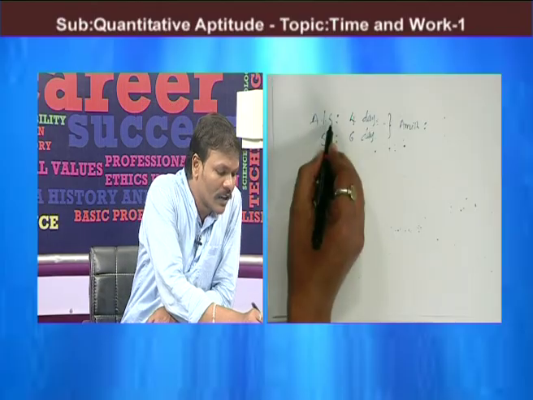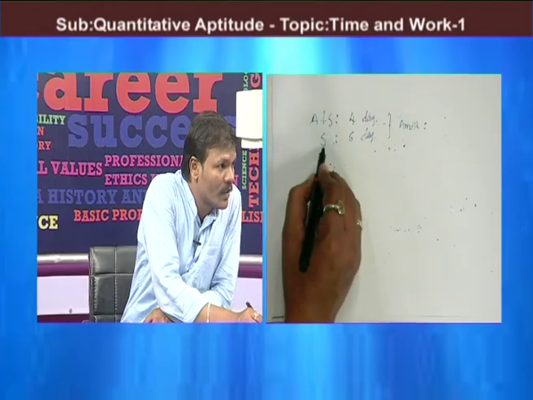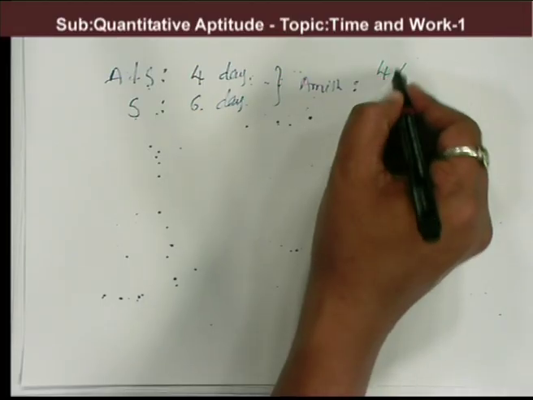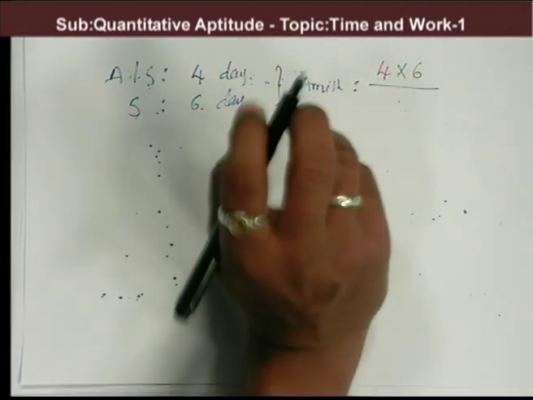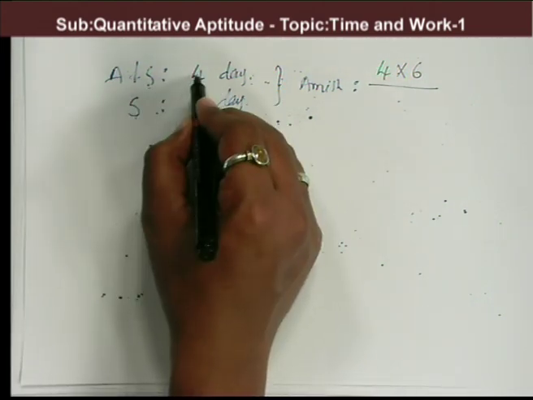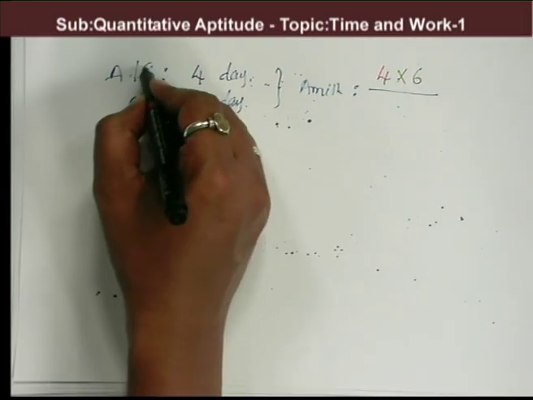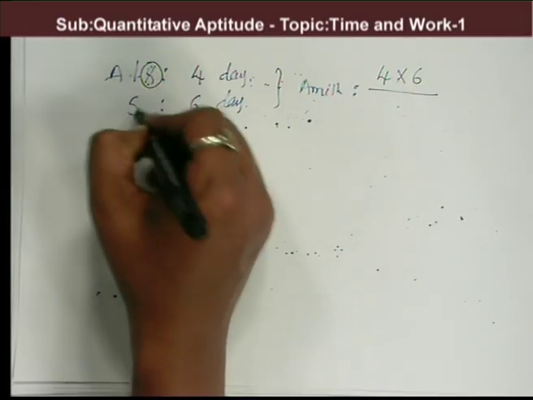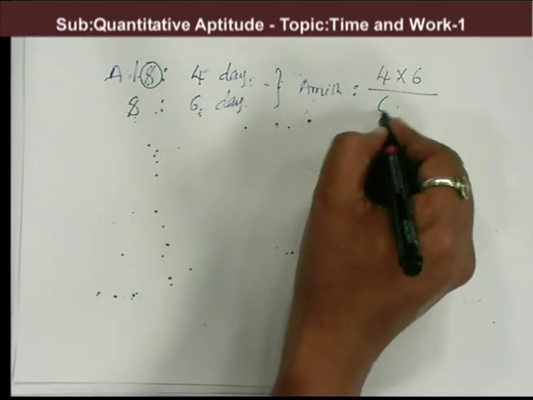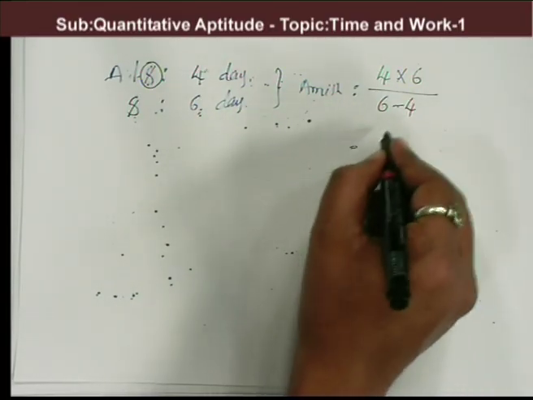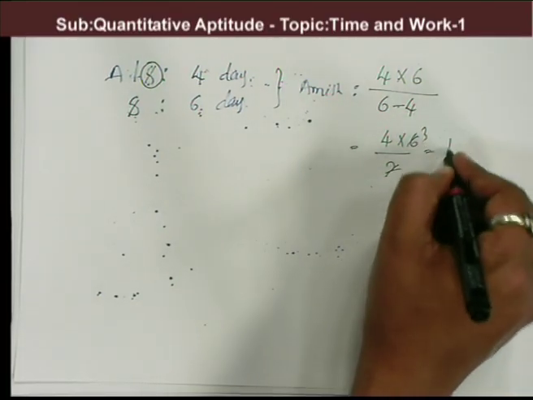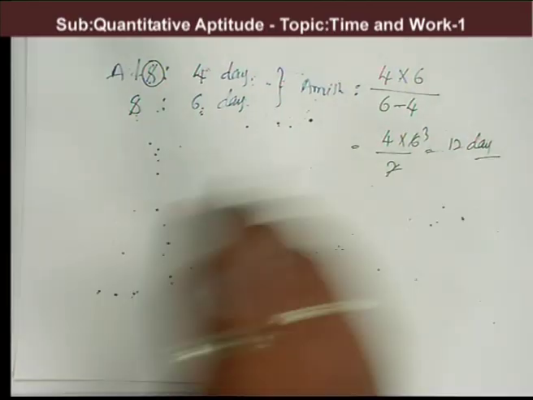We have Amit and Sumit together as the first value, and Sumit as the second value, 6 days. When we have the two values, we take 4 into 6, multiplication, in the numerator. We need only the Amit value, so remove Sumit, which means subtraction in the denominator, that is 6 minus 4. Simply 4 into 6 by 2, 2 3s, that is 12 days.